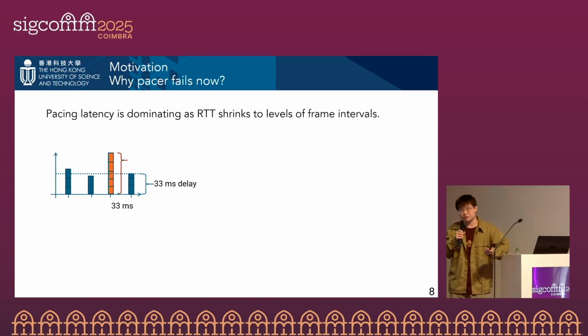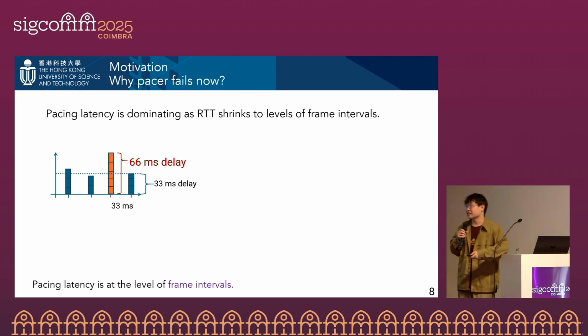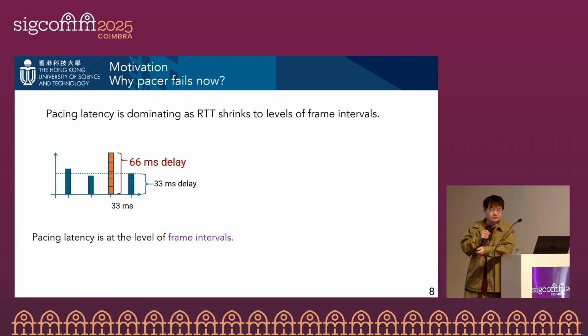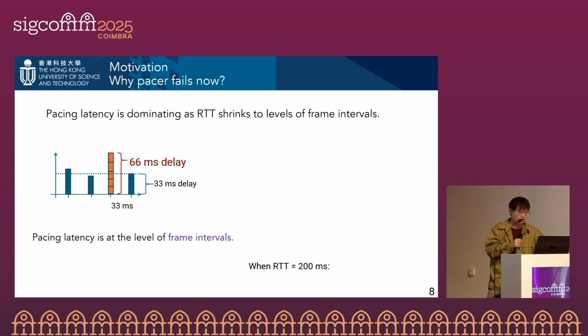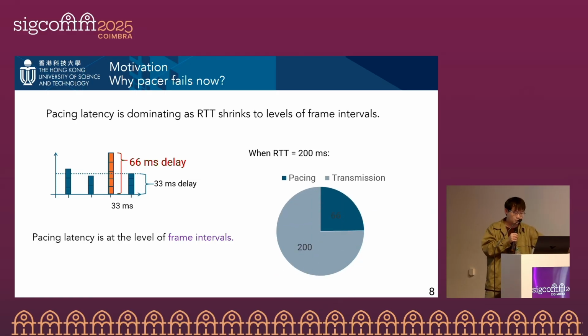Another example is a double-sized frame. A double-sized frame will have a double pacing latency, or in this case, 66 milliseconds. So we now get a takeaway here: the pacing latency is at the level of frame intervals. And now we know another truth, that the RTT now shrinks to the level of frame intervals. Consider that in the past, when the RTT was about 200 milliseconds, the pacing latency would not take the lead. It's just a small proportion in this combination.